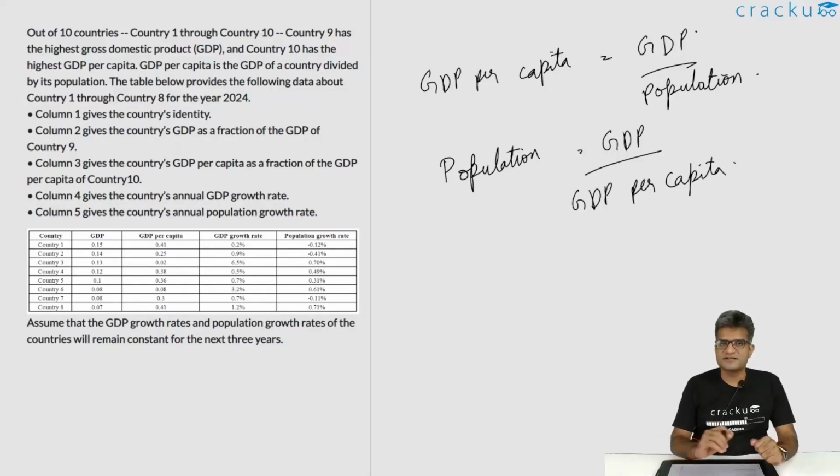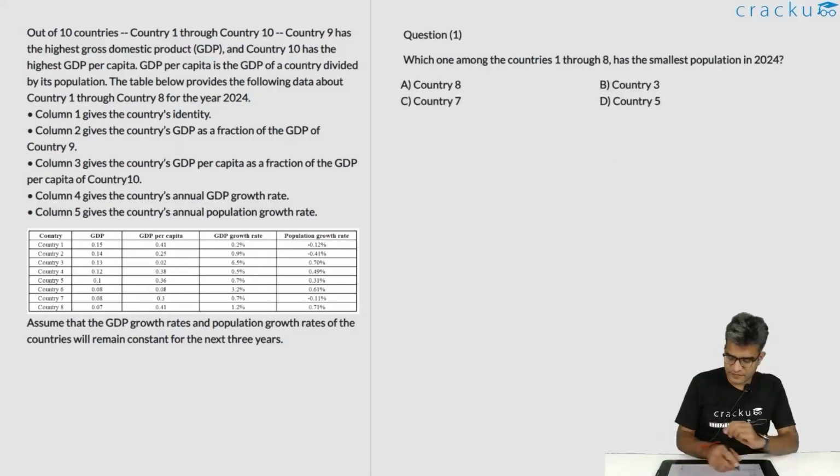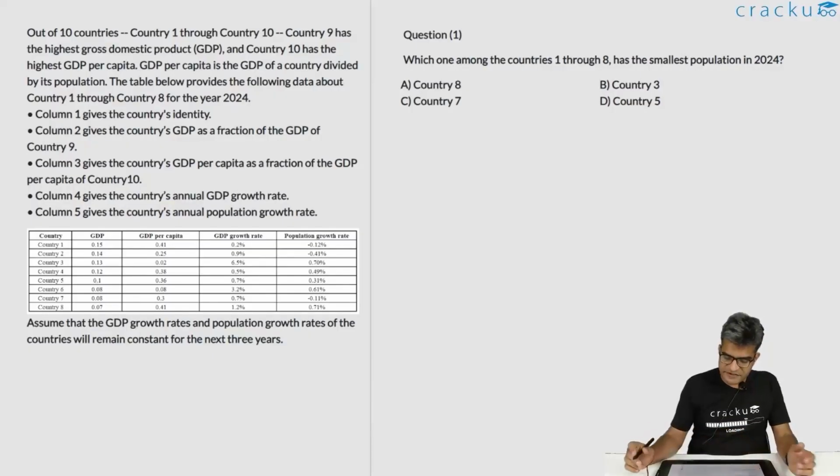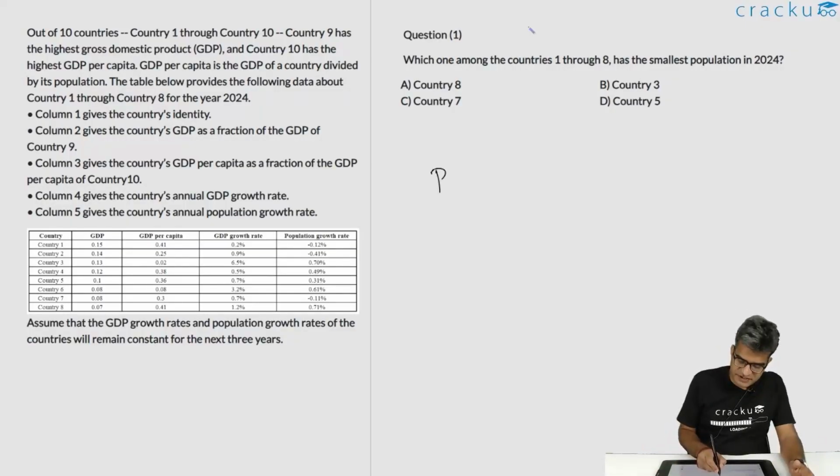So we'll go ahead and answer the questions that follow. Which one of the countries from countries 1 to 8 has the lowest population in 2024? We know what we discussed earlier. Population is equal to GDP divided by GDP per capita.